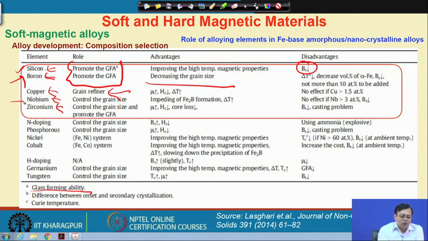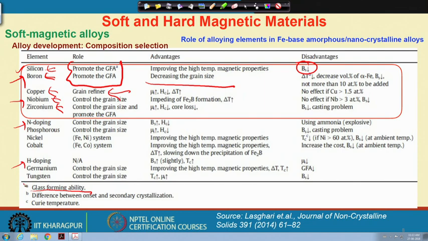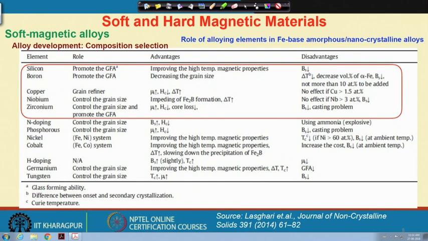Now, niobium also acts as a grain size control, and also zirconium, whereas we can think about some sort of nitrogen doping or hydrogen doping, and some germanium and tungsten can be used for further improvement of the glass forming ability and so on. So, there are various roles of these quinary or quaternary alloy systems that you have seen to produce the most important iron based amorphous nanocrystalline alloys.